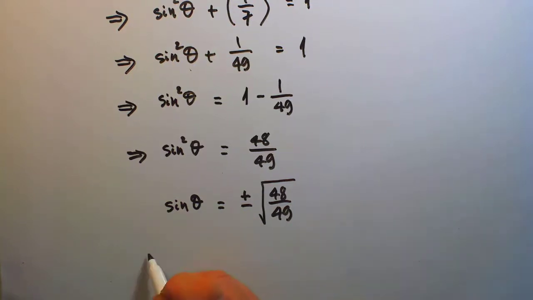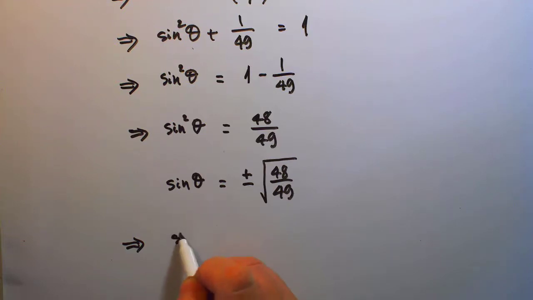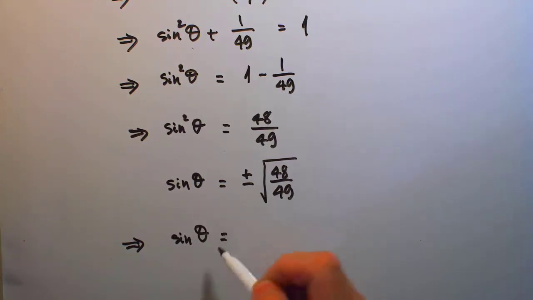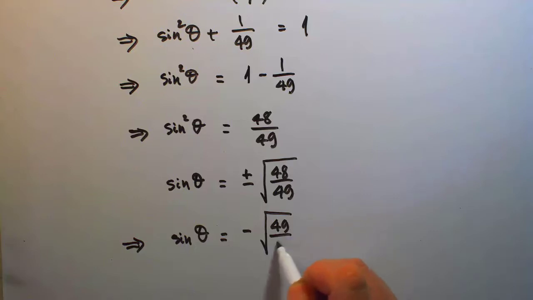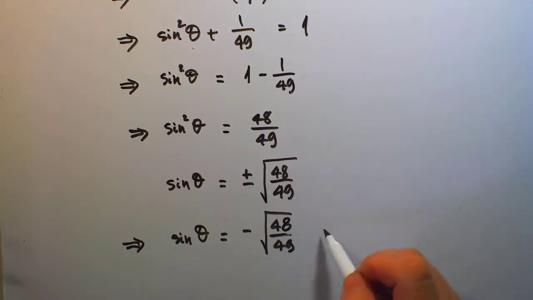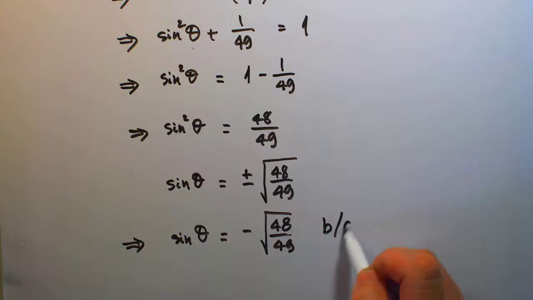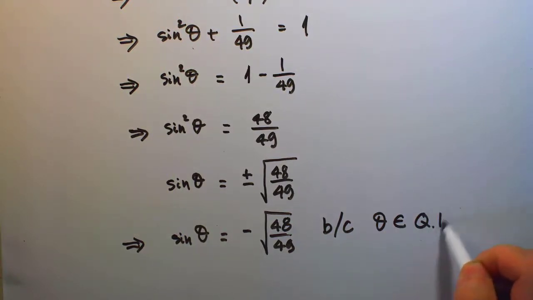And so let's utilize the information regarding your angle. So we're actually going to choose sine theta to equal the negative square root of 48/49, for the reason being that our angle theta is in Q4.